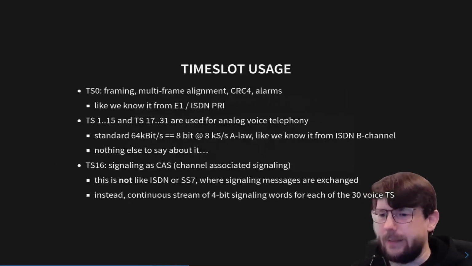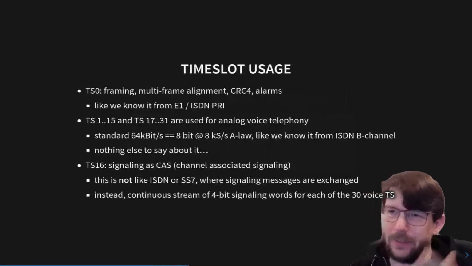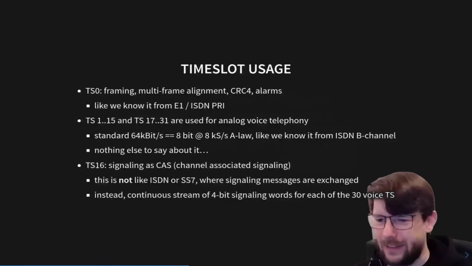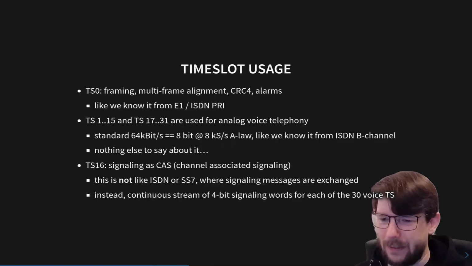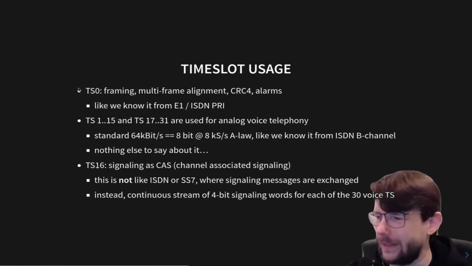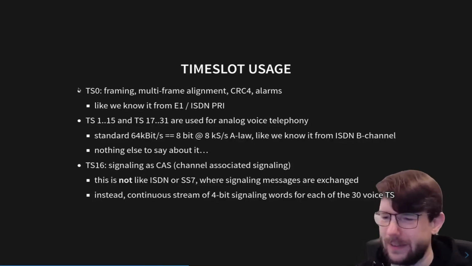So yeah, let's look at the time slots. I suppose everybody knows that the E1 interface has 32 time slots and so on. And this is, if you've ever worked with ISDN primary rate or something, that's not new. Like we know it from E1 ISDN primary rate circuits, time slot 0 is for framing, multi-frame alignment, CRC4 and alarms. I think in the documents I found about the use in Germany by Deutsche Bundespost, CRC4 was always used in the equipment. I don't think it's even possible to switch off.